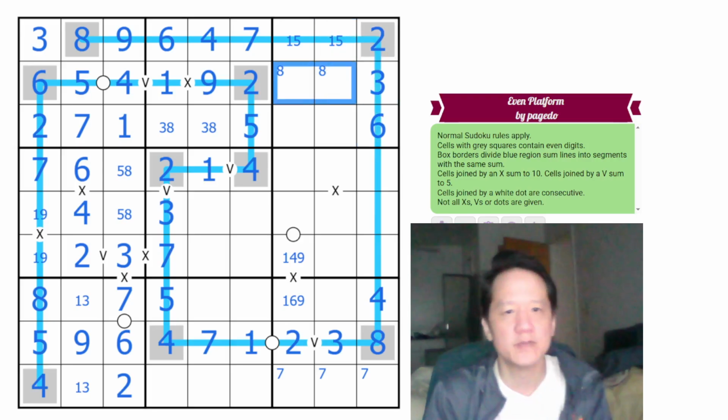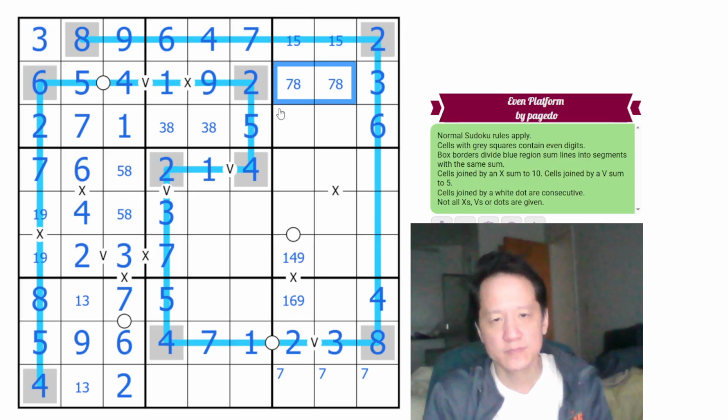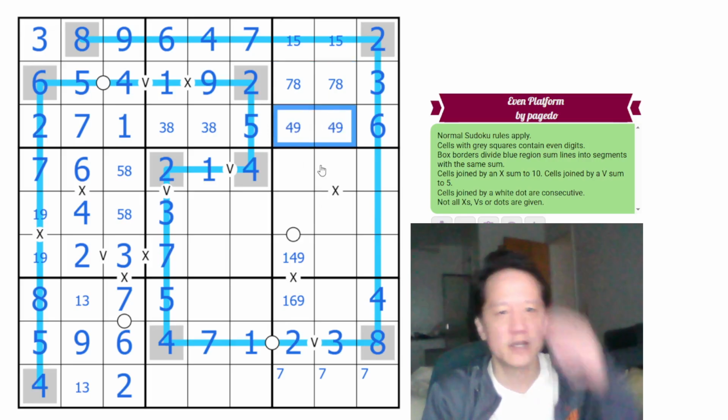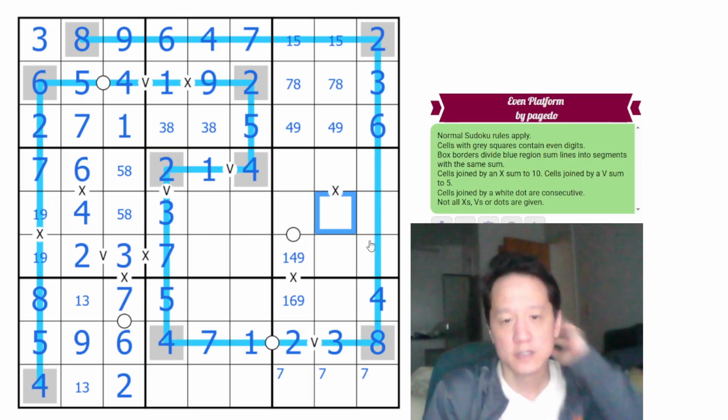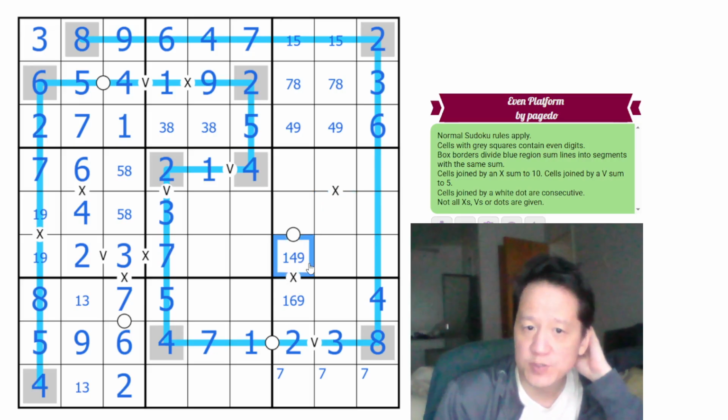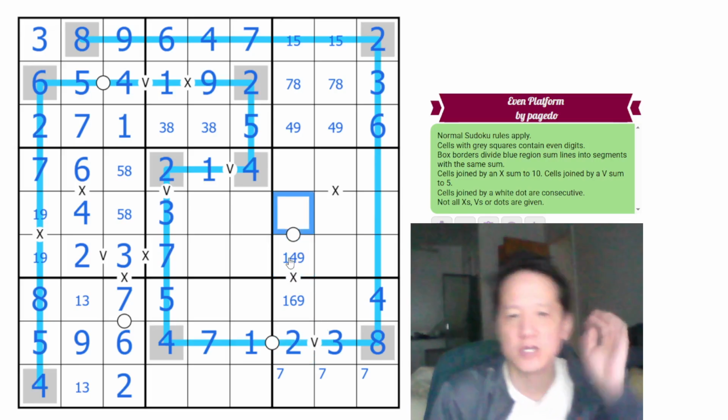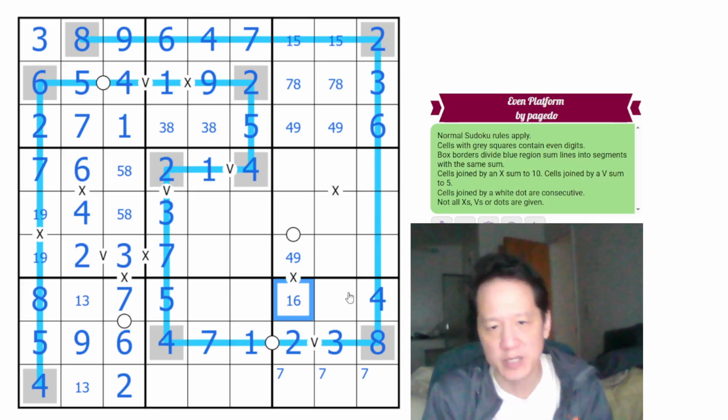This becomes 7 or 8. And this is 4 or 9 here as the remaining digits. This 1, if it were here, has to be next to a 2, but we already have a 2 in the column, so this can't be 1, which means this can't be 9.